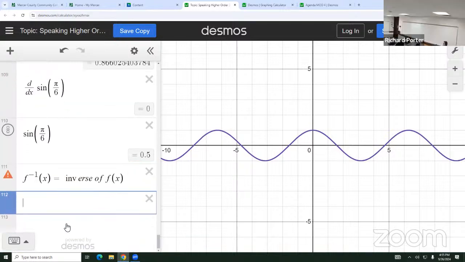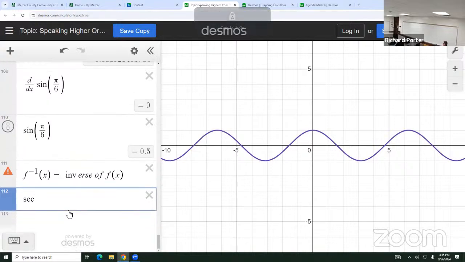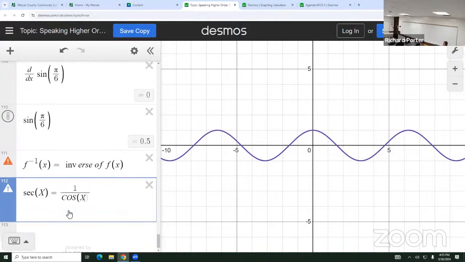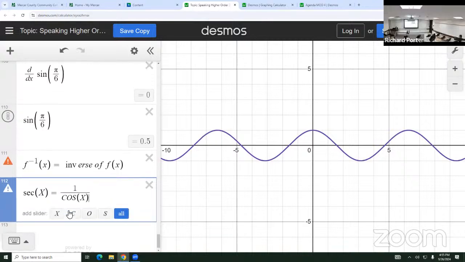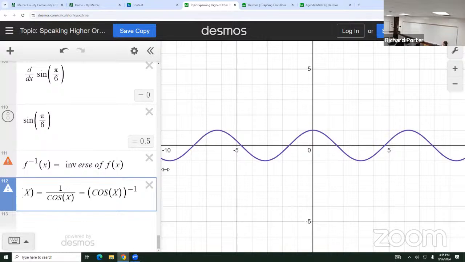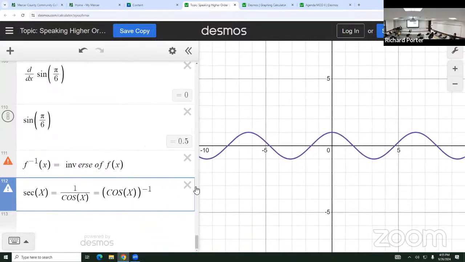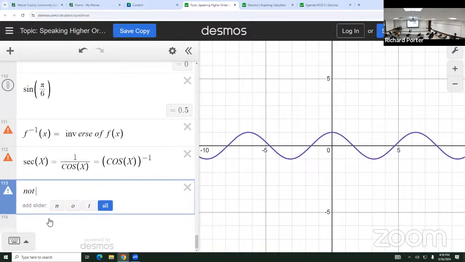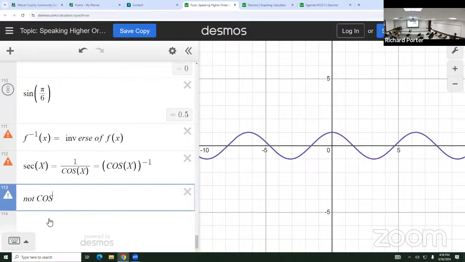Do you understand? Secant of x is 1 over cosine x, which is another way of saying cosine x raised to the -1. Okay, that's all true. But what is not true is this. It's not equal to cosine raised to the -1.